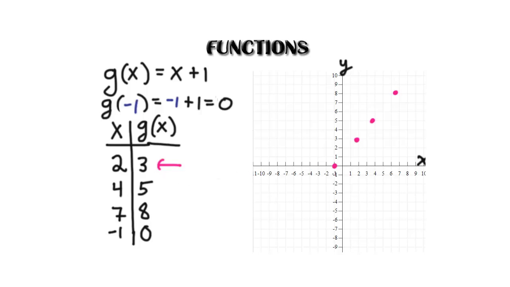And I can easily make my line to connect these points. You don't have to, but here goes. Okay, and there you have it. This represents this function g of x is equal to x plus 1, and we plot a bunch of points on the coordinate plane, and so we're done, and we're happy.